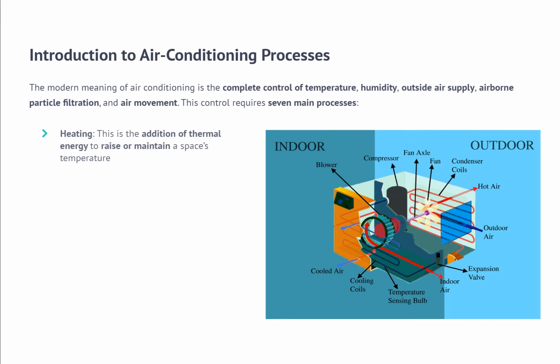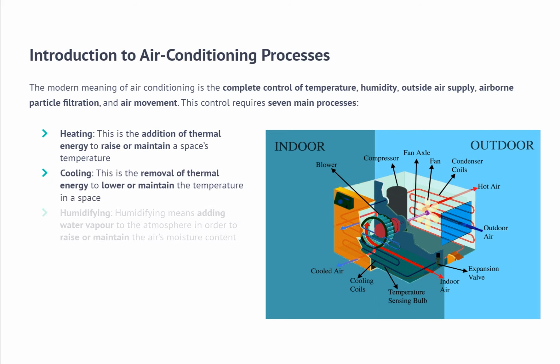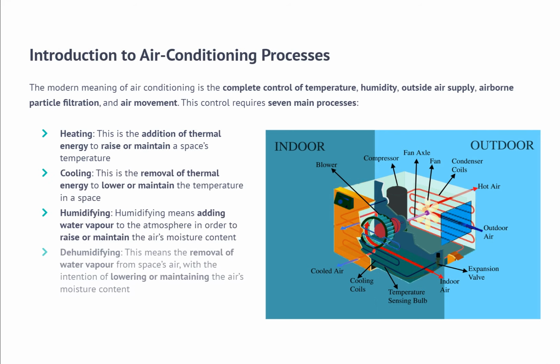Introduction to air conditioning processes. The modern meaning of air conditioning is the complete control of temperature, humidity, outside air supply, airborne particle filtration, and air movement. This control requires 7 main processes. Heating. This is the addition of thermal energy to raise or maintain a space's temperature. Cooling. This is the removal of thermal energy to lower or maintain the temperature in a space.